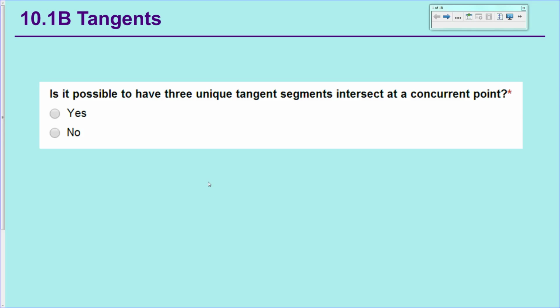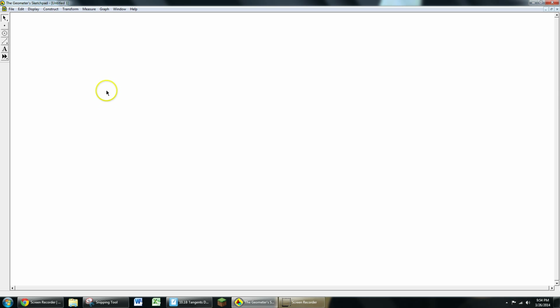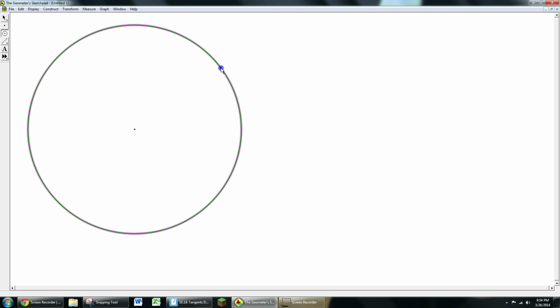Today's topic, still in section 10.1, day 2, talking about tangents again, but this time about properties of tangents. Before I get into the slideshow again, I am going to skip right over to Geometry's Sketchpad to show you a couple things. The first thing I'm going to do is construct a circle.